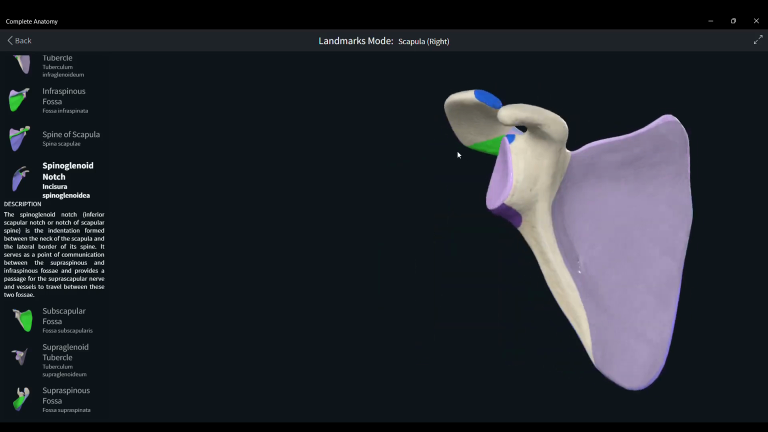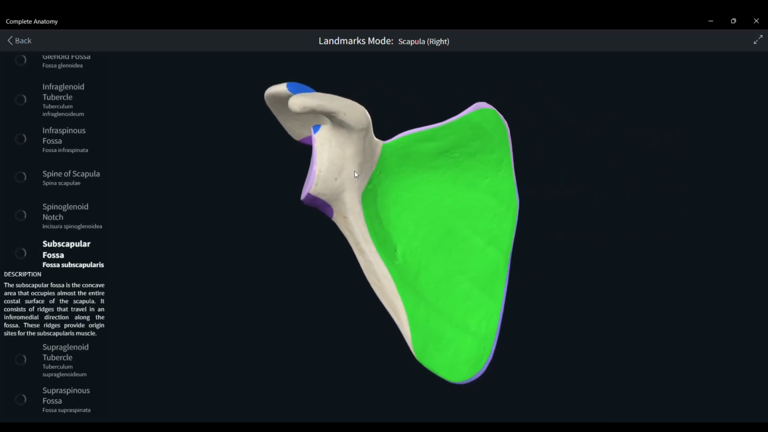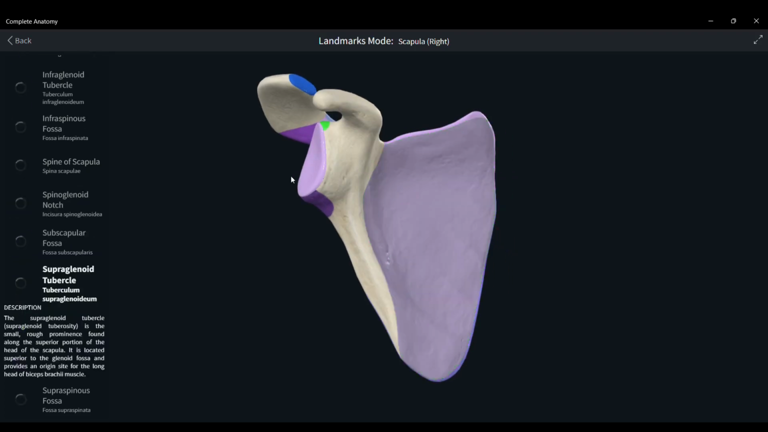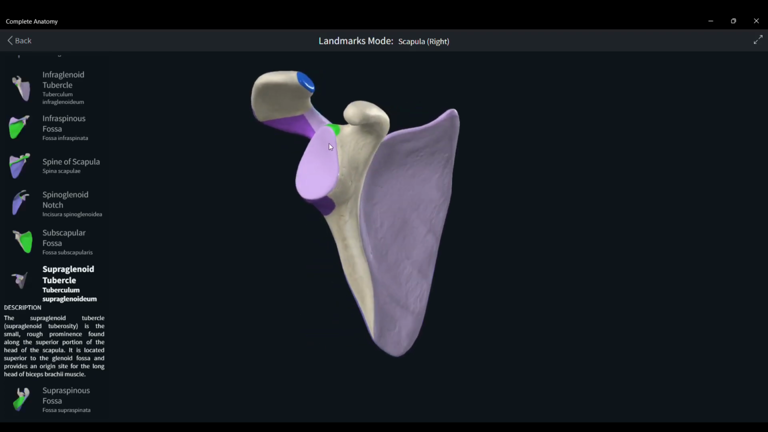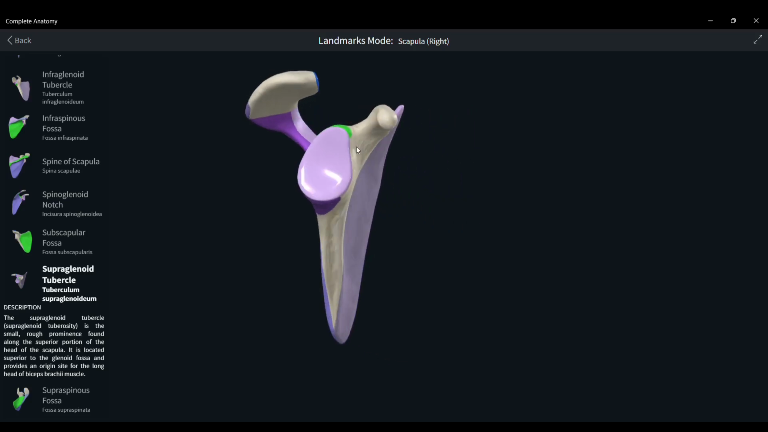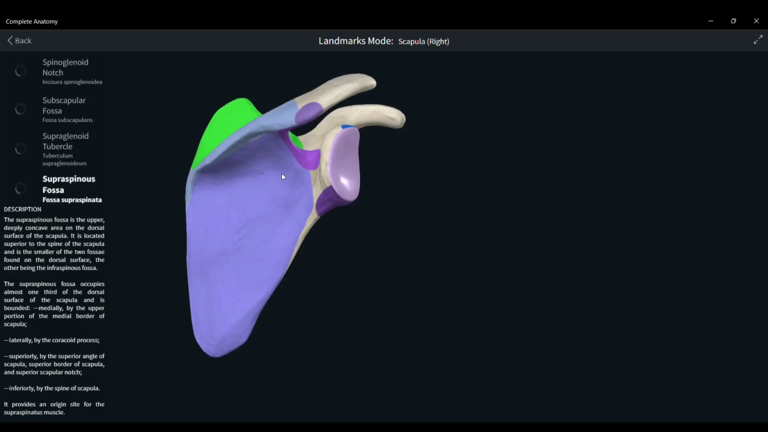On the anterior side again, we see the fossa subscapularis, the broad anterior depression. Above the cavity there is a small but important structure, the tuberculum supraglenoidale, the supraglenoid tubercle. Finally, the area above the spine is the fossa supraspinata, the supraspinous fossa.